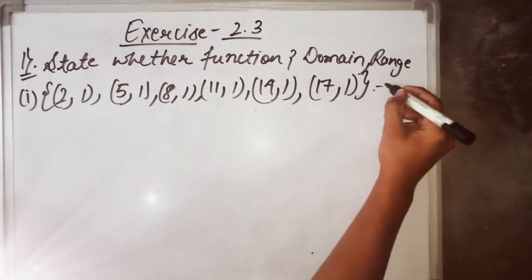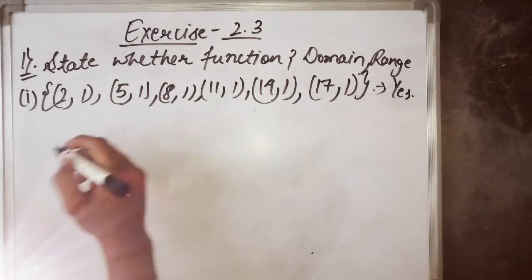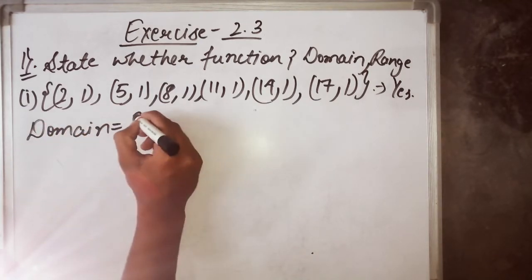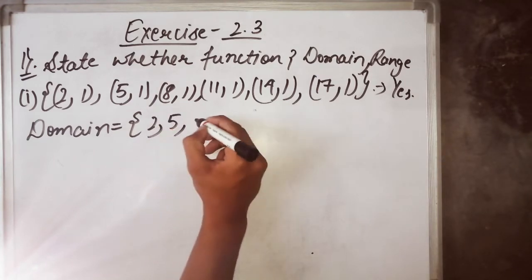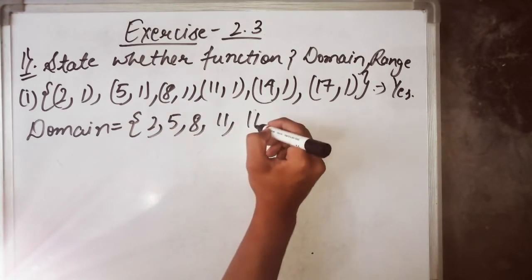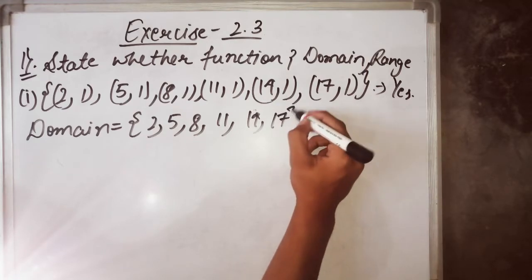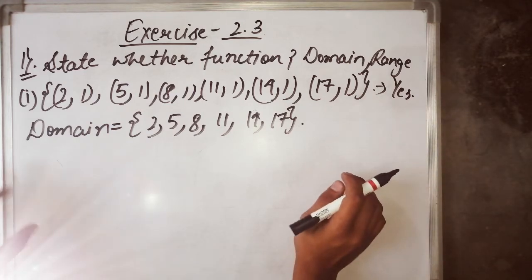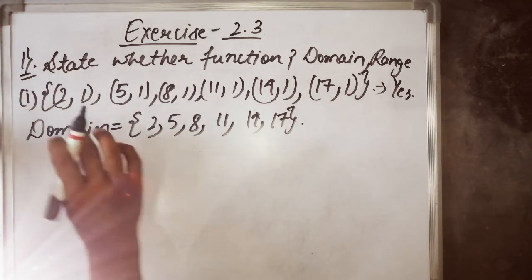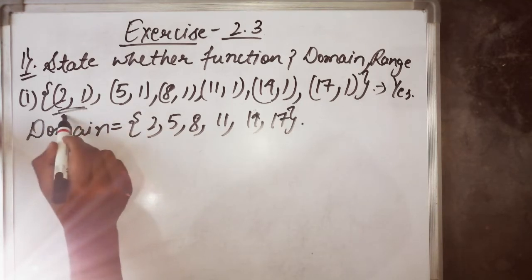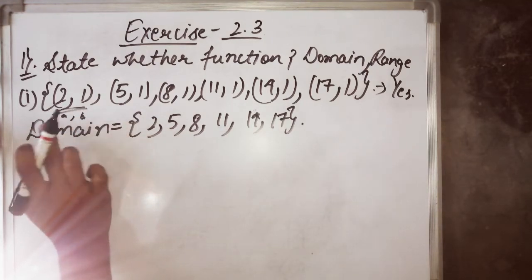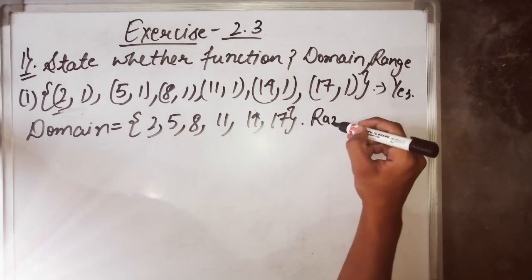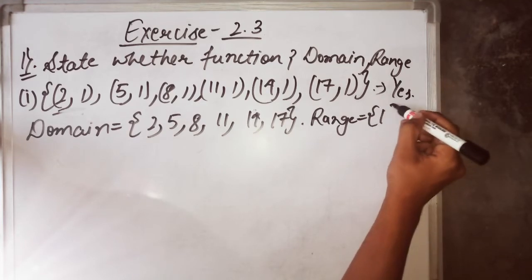Yes, I'm writing here, yes. And its domain and range are: domain is 2, 5, 8, 11, 14 and 17. Domain is the set of first elements. Let's see, this is a and this is b, and the a elements are known as the domain. And range is 1, because there is no other element than 1.